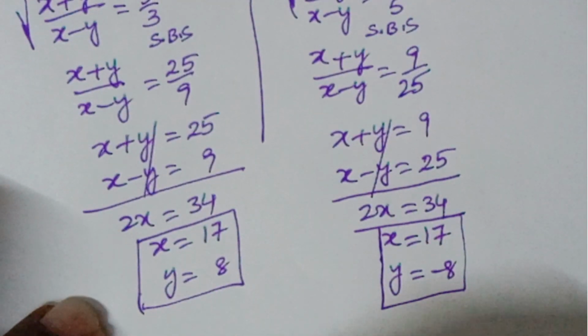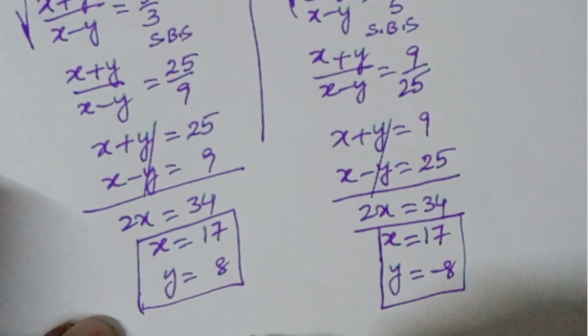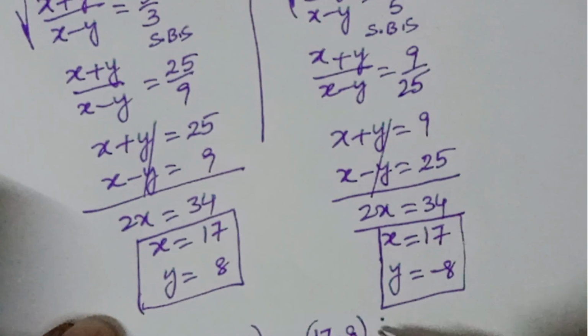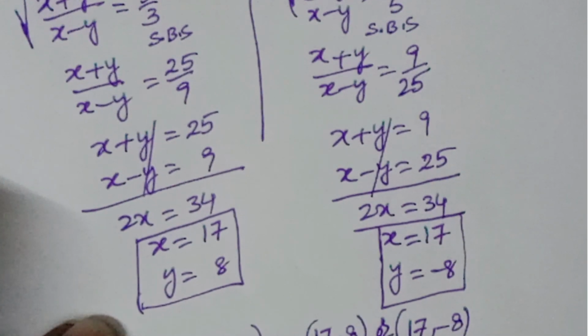Therefore, x comma y solution is 17 comma 8, or you can get 17 comma minus 8.